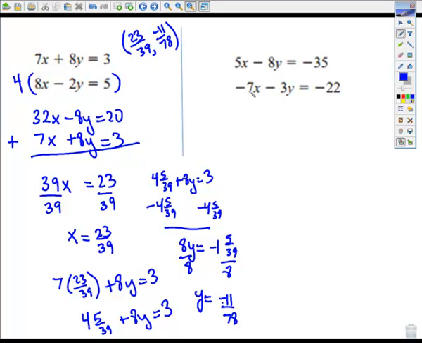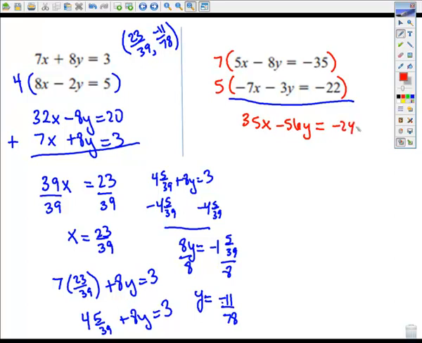Let's look at this one. 5 is not a multiple of 7, 7 is not a multiple of 5, neither are 8 and 3. So I want to choose which one to eliminate. It doesn't really matter. I'm going to go ahead and eliminate the first one. Least common multiple of 5 and 7 is 35, so I'll multiply this by 7 and this one by 5. This gives me 35x minus 56y equals negative 245. And I get a negative 35x minus 15y equals negative 110.